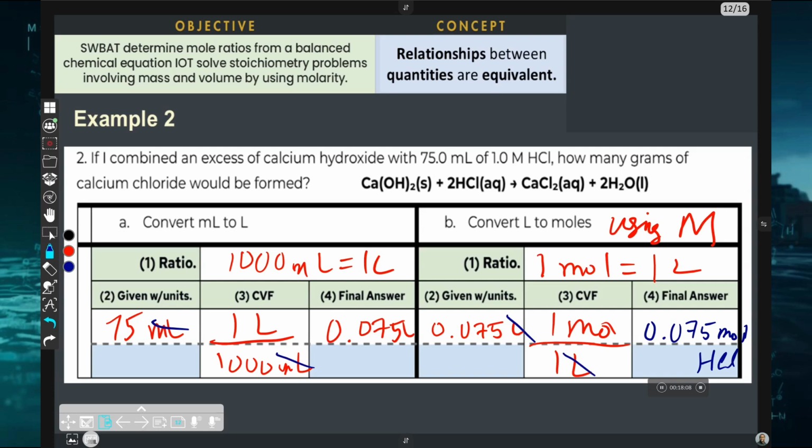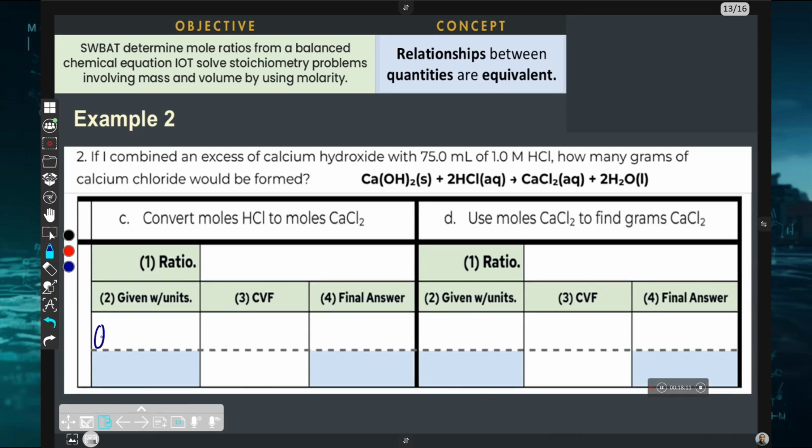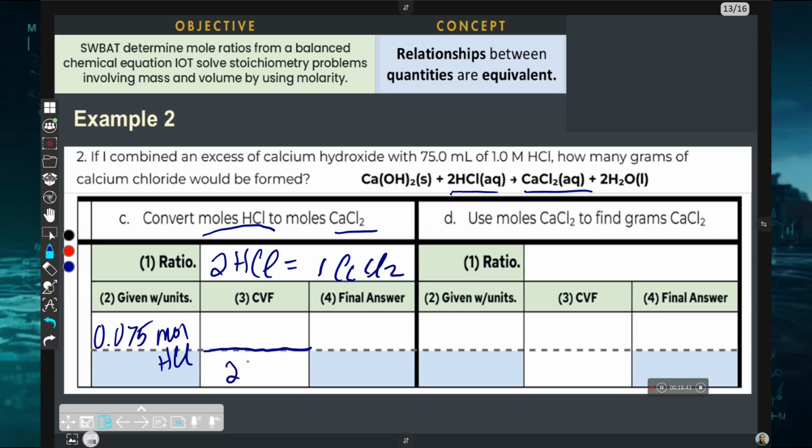All right, if we continue, our starting number is 0.075 moles of HCl, and we got to convert the moles of HCl to moles of calcium chloride. Here we're going to make sure we highlight the right ones this time. So 2 HCl is equal to 1 calcium chloride. And thus, if I want to set up this ratio properly, we want to bury HCl out of the way. So 2 HCl goes here, 1 calcium chloride goes on top.